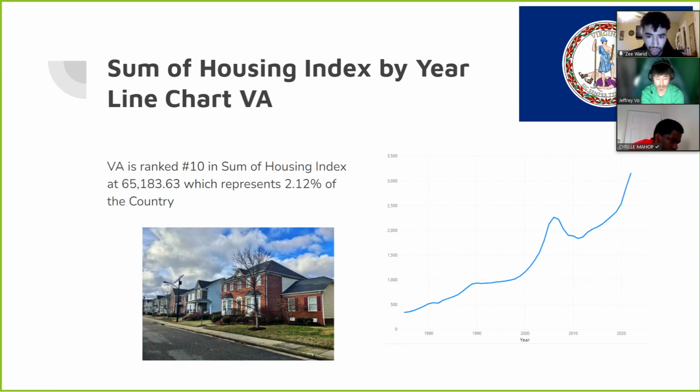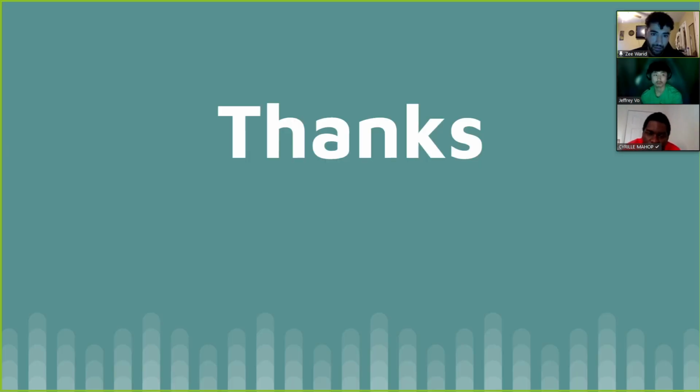We've got a boom between 2000 and 2008, leading to the market crash, which was very devastating and resulted in a decline in the line graph between 2008 and 2010. Once reaching 2010, 2011, you can see that the market picked back up and the housing index rose and is still rising to this day. And that concludes our project. Thank you.